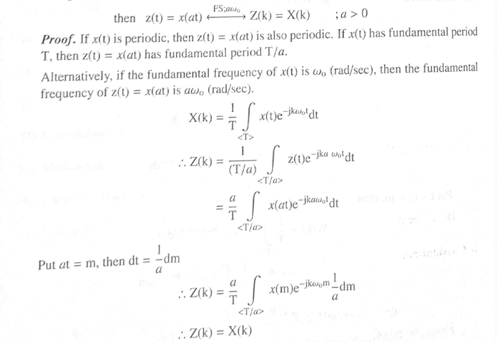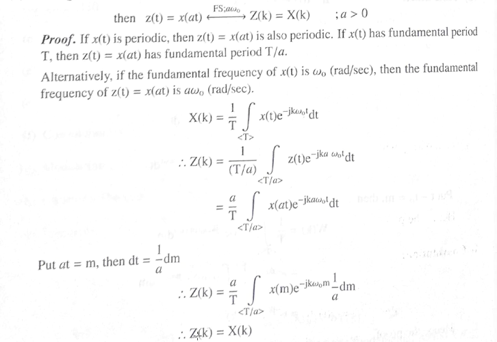So we get, as here, at is equal to m we have taken. Now this a and t is equal to m, minus j k omega naught. At is nothing but m, and dt is replaced with 1 by a dm. This a and this a we can cancel. The equation will be like just again 1 by t x of m e raised to minus j k omega naught m dm, which is nothing but z of k is equal to x of k. So even after scaling, the Fourier series coefficients will not change.